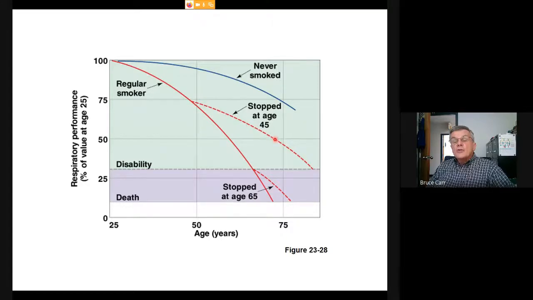It's declining at the normal rate of decline. If you stop at age 65 or stop at the level of disability, you'll notice one thing. These curves never go back up. The lungs that you have at 25 are the best you're going to have, and they're going to decline slowly. By the time you're 50, your lungs are still working at a very, very high level if you don't smoke.